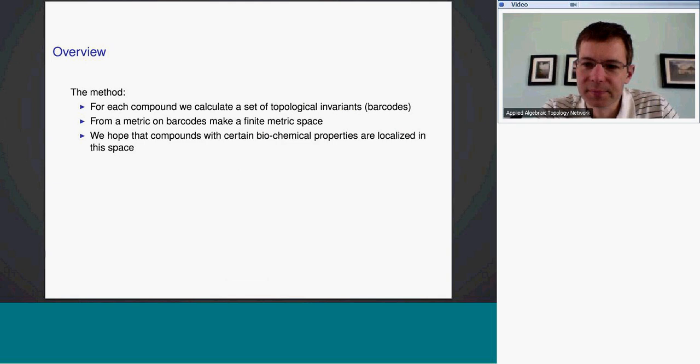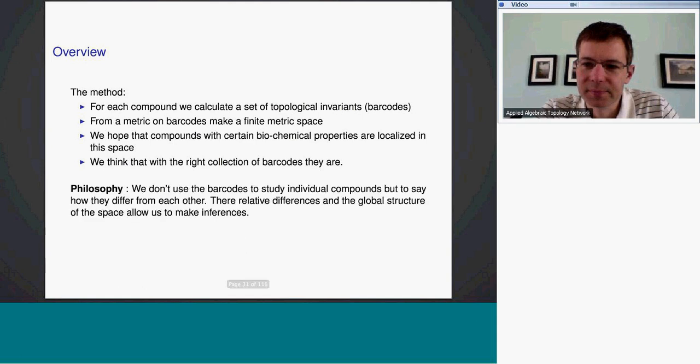What we want is to create a metric space out of all of the compounds using some selection of barcodes, and show that biochemical properties of the compounds are localized within that space. You want a set of topological invariants such that when the distance on those invariants is small, those compounds function similarly in the human or similarly in a bacterial system. We have some evidence that with the right choice of compounds, you can make progress on this and get this to happen.